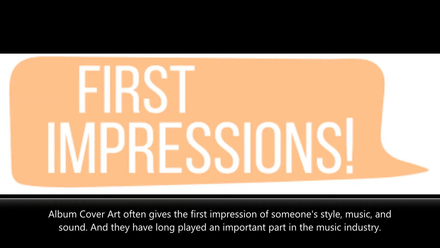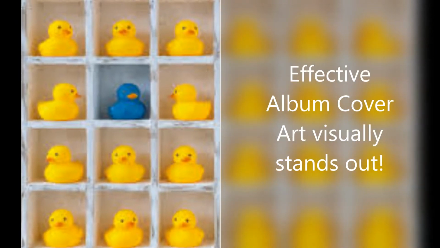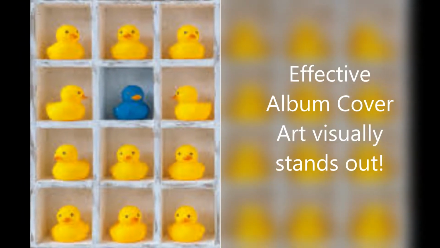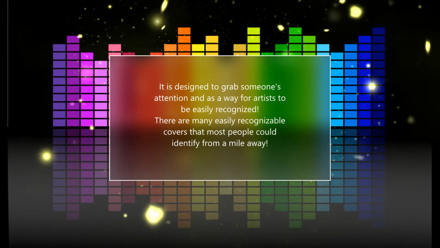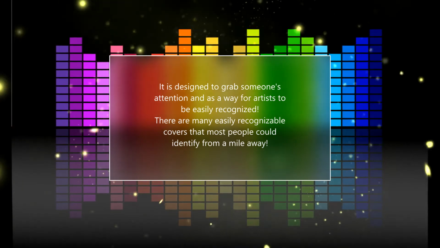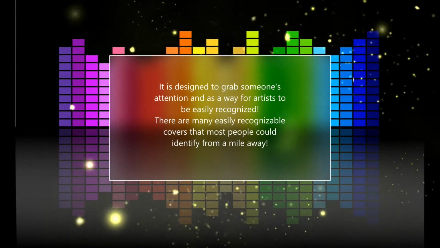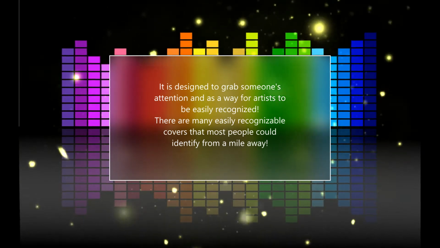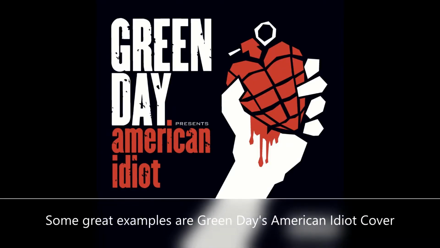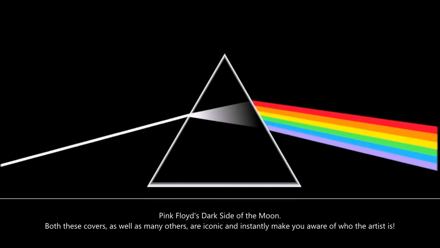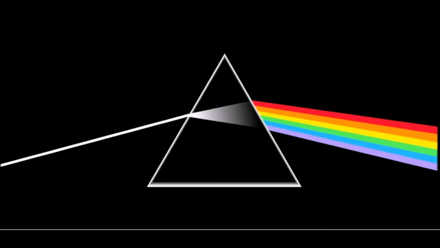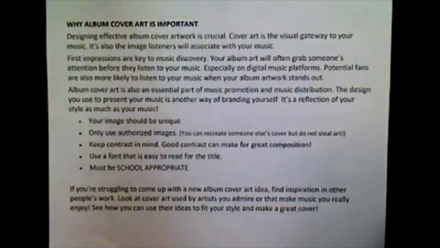Album cover art is the first impression of someone's style and music and sound. And to be effective, album cover art visually needs to stand out. It is designed to basically grab someone's attention and as a way for artists to be easily recognized. There are many easily recognizable covers that most people could identify from a mile away. Some really great examples would be Green Day's American Idiot with the grenade heart and Pink Floyd's Dark Side of the Moon cover. These covers are well known and iconic, and you immediately know who the artist is because they're so well known.